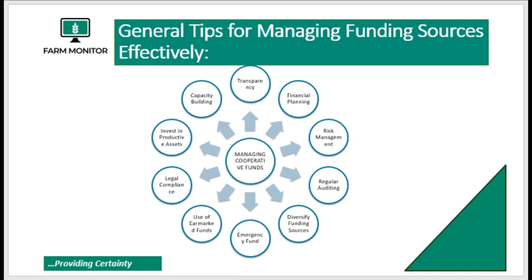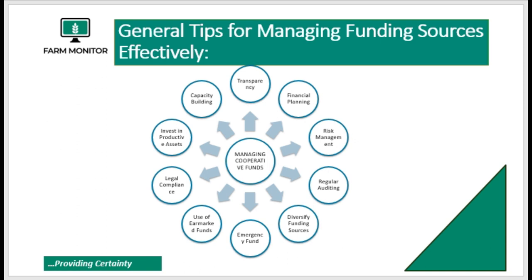Legal compliance. Ensure compliance with local laws and regulations related to cooperative finance and taxation. Next is use of earmarked funds. If you receive funds earmarked for specific purposes, like you get grants for equipment, ensure that they are used for the intended purpose and account for them separately. Then emergency fund. Maintain a reserve or emergency fund to cover unforeseen expenses and unforeseen losses.